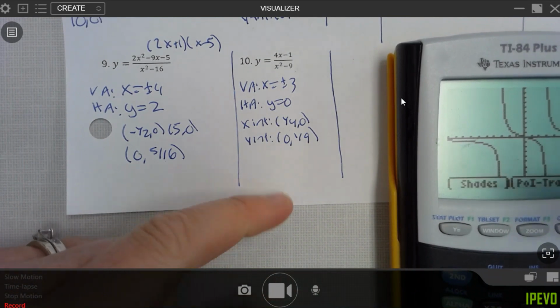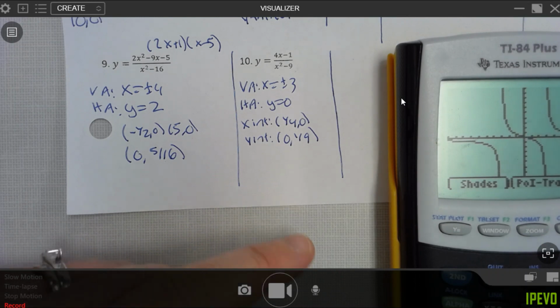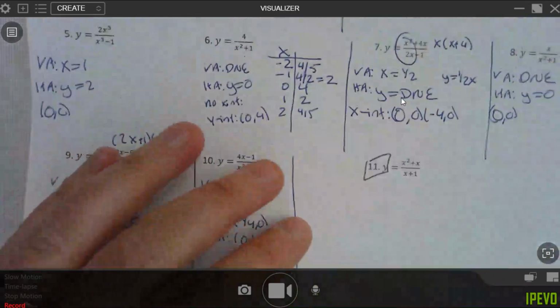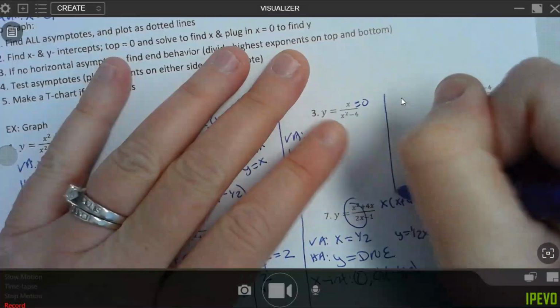See? So your asymptotes are at 3, negative 3. The x-intercepts hits here at 1/4. The y hits at 1/9. And there's your graph. All right, now to graph 4 in 11. I'll make my line right here a lot bigger.